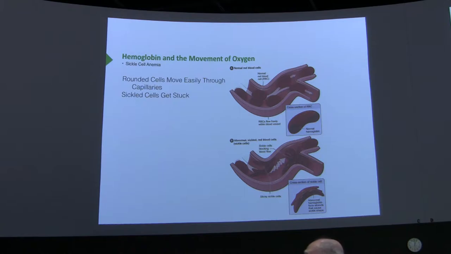The sickled cells are recognized by your spleen as being problematic, and they're removed. And so the reason this is called an anemia is that people who have sickle cell anemia have a low red blood cell count, because the spleen is taking out of the blood supply cells that have assumed this sickle shape.